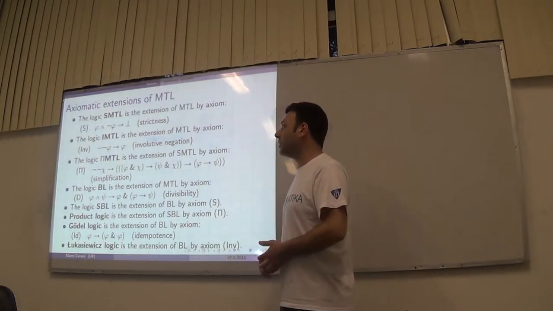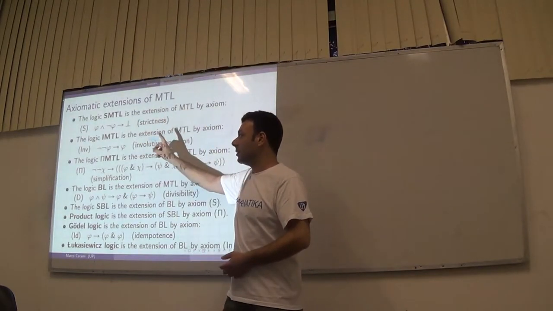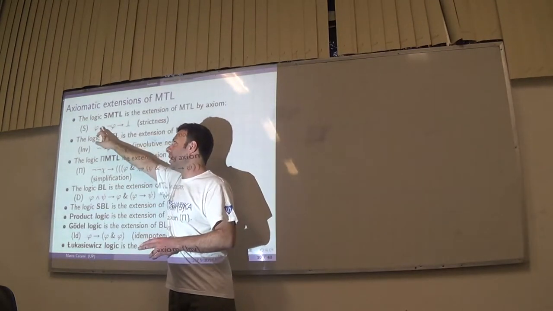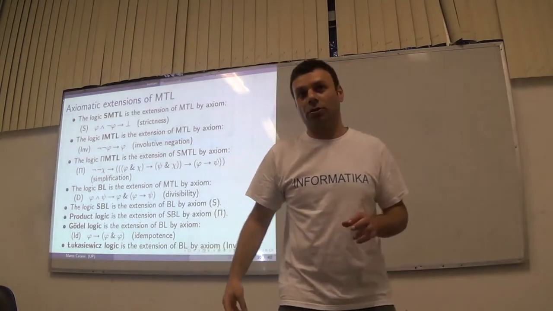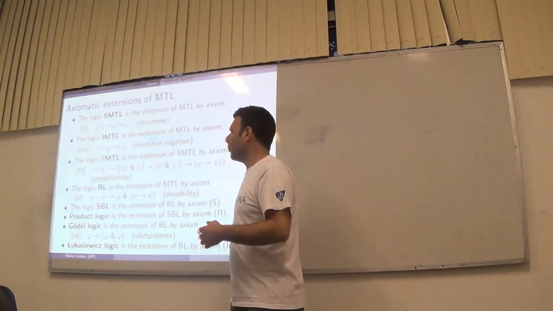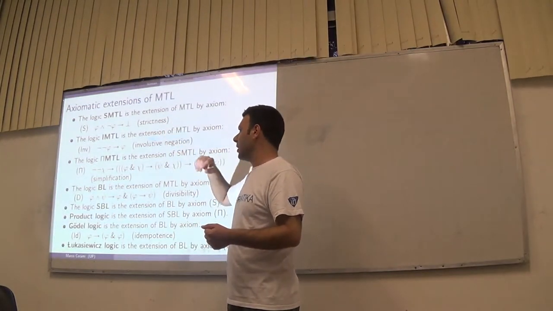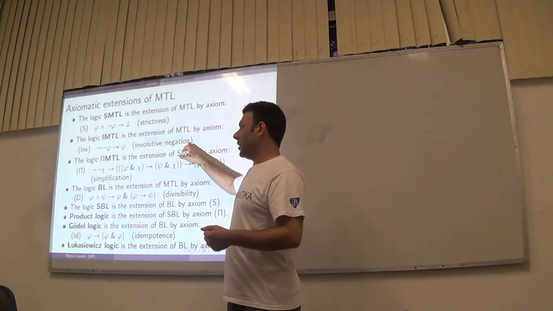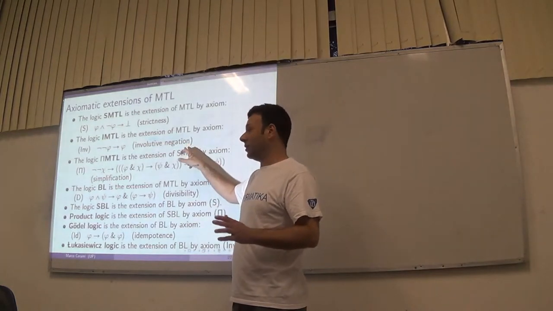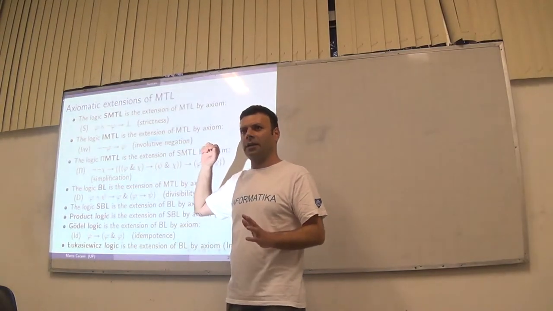Axiomatic extensions of MTL are: strict MTL, adding the axiom of strictness, but look, this is the kind of classical axiom, but with respect to the weak conjunction, not the strong conjunction. Strong conjunction does not always verify this axiom. Involution for IMTL, involutive MTL. MTL stands for monoidal t-norm logic. It was defined in the year 2000 by Esteva, Godo, and Hájek, if I remember well.